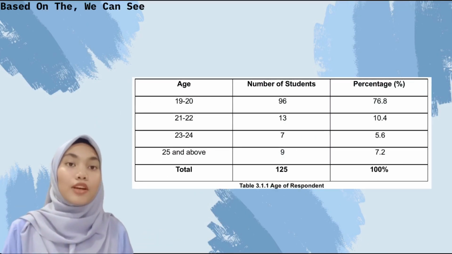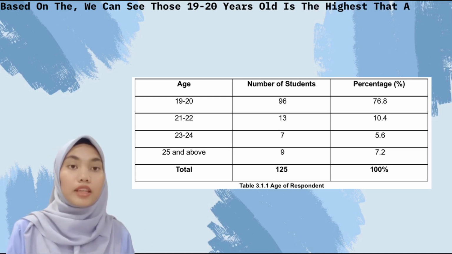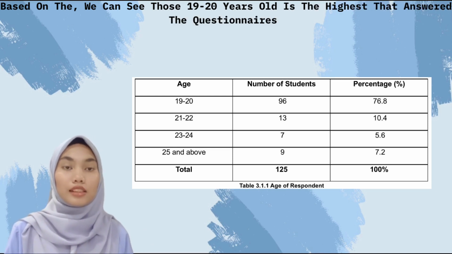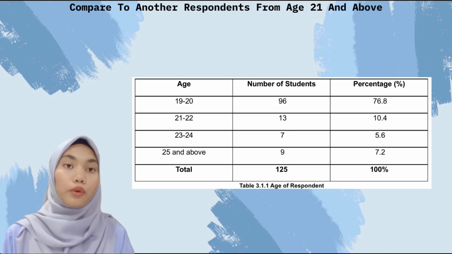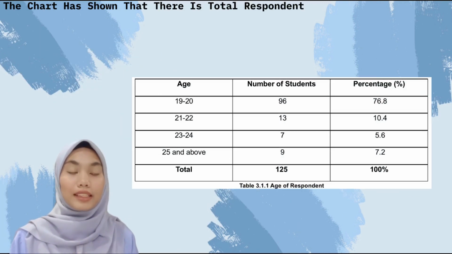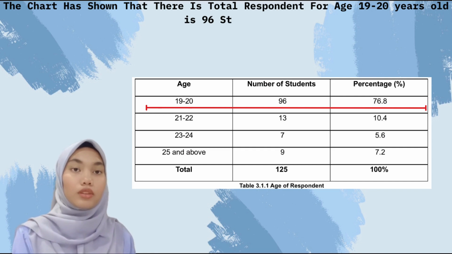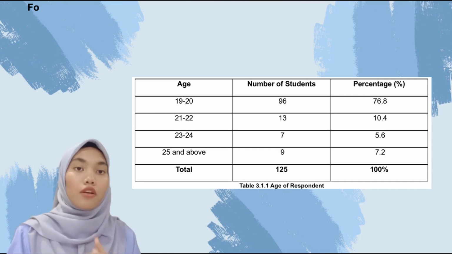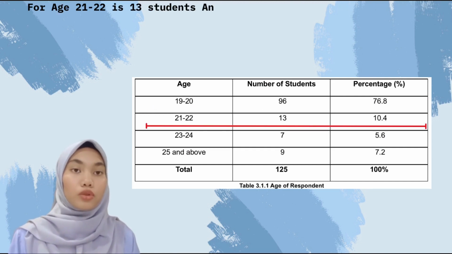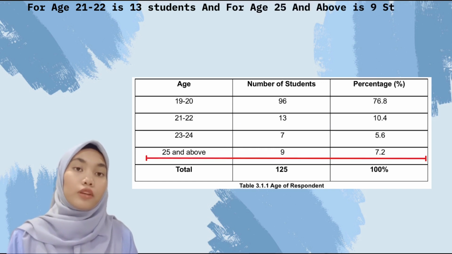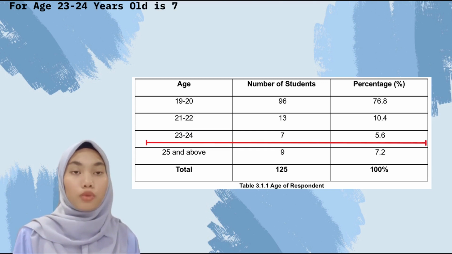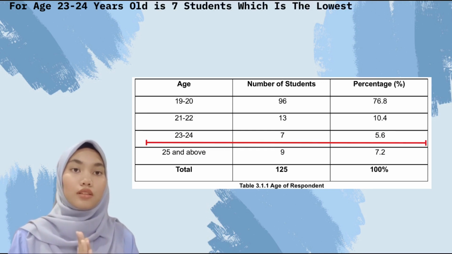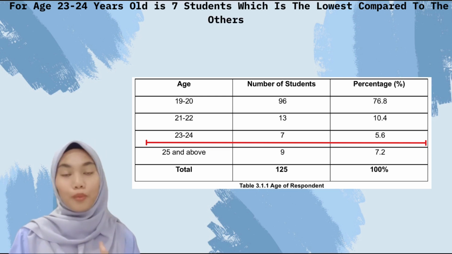Based on the table, we can see those 19 until 20 years old is the highest that answered the questionnaires compared to the other respondents, which is 21 and above. The chart has shown that the total respondent for 19 until 20 years old is 96 students. For age 21 until 22 is 13 students. For 25 and above is 9 students. For 23 until 24 years old is 7 students, which is the lowest compared to the others.